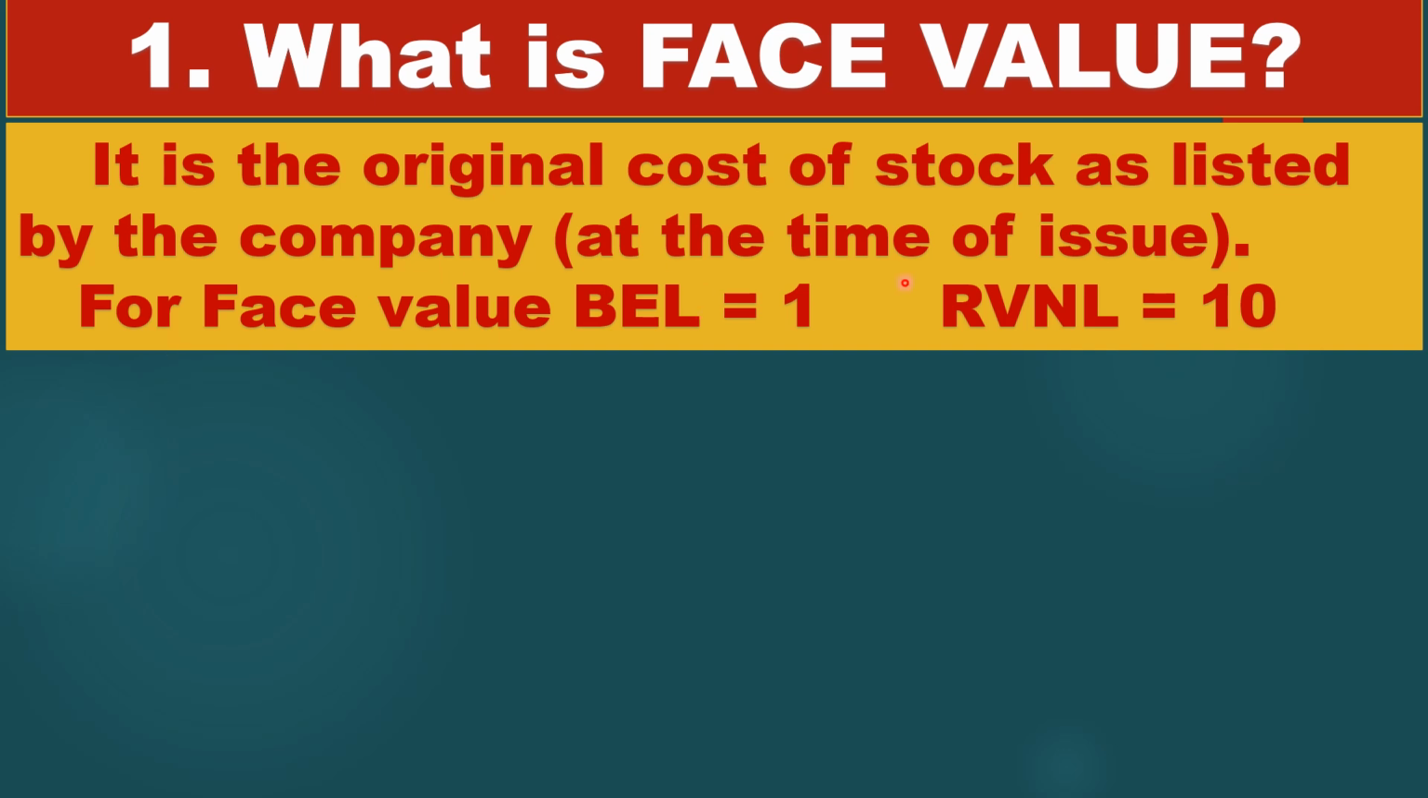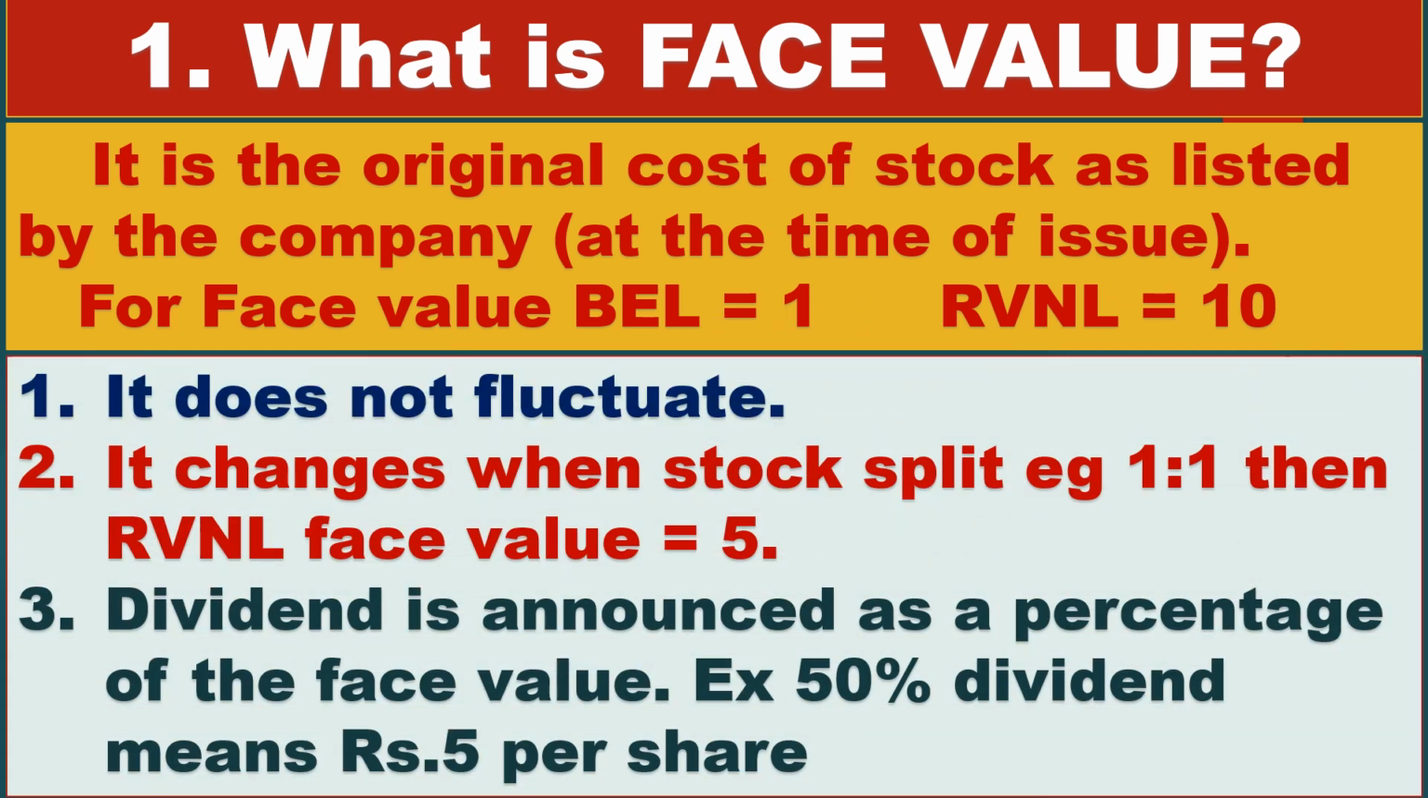at the very start. For example, the face value of BEL is rupees 1, RVNL, Rail Vikas Nigam Limited, rupees 10, Bharat Electronics Limited, its face value is rupees 1. Okay. Now, what are the features of face value? We'll see now. It does not fluctuate. It is a fixed price. Okay.